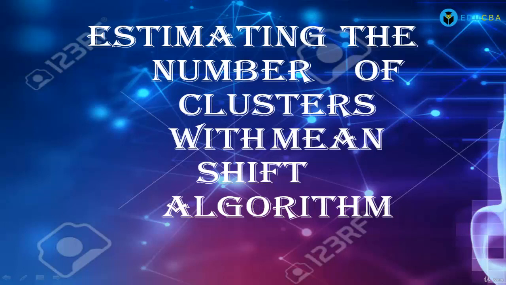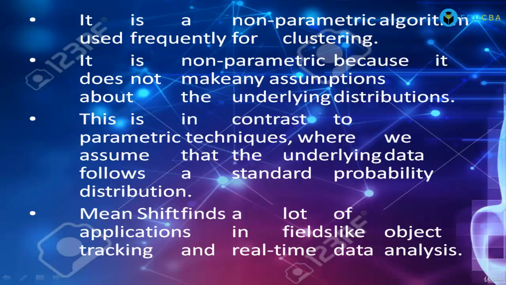So what is the difference between both these algorithms? Meanshift algorithm is a non-parametric algorithm used frequently for clustering. So this algorithm is your non-parametric algorithm. Now what is the meaning of that? It is non-parametric because it does not make any assumption about the underlying distribution. So that is the main difference, that it will not make any assumption about the underlying distribution.